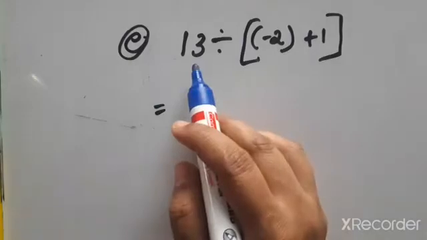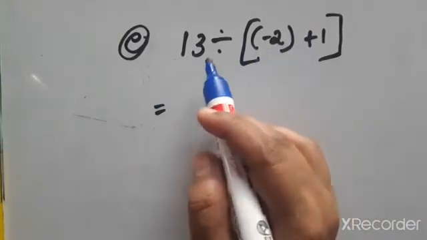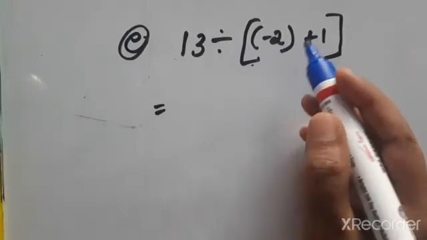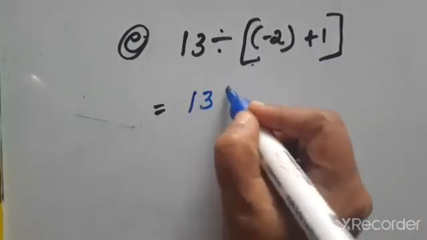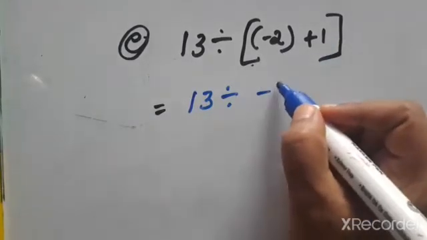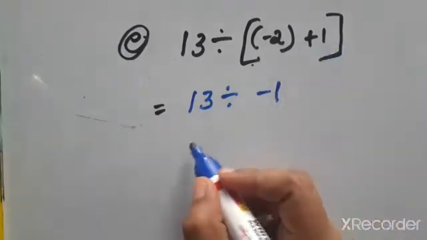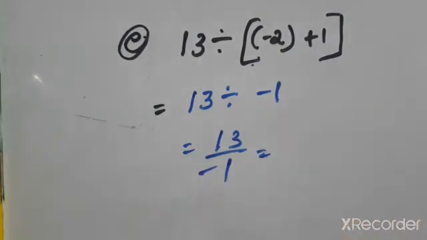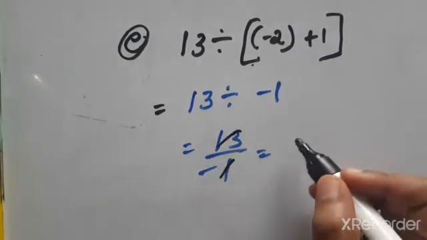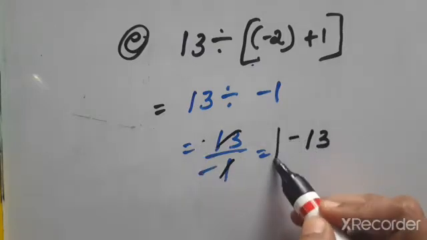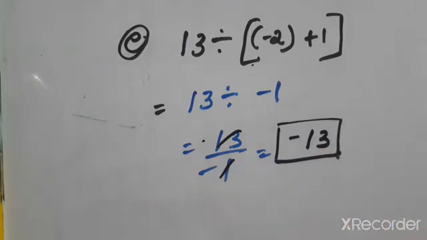Now we have to evaluate 13 divided by minus 2 plus 1. Write 13 as it is and simplify this. Simplifying means removing the bracket. So minus 2 plus 1 is how much? Minus 1. So the answer is 13 divided by minus 1. 1 ones are 1, 1 thirteens are 13. So the answer is 13. Plus into minus is minus. The answer is minus 13.